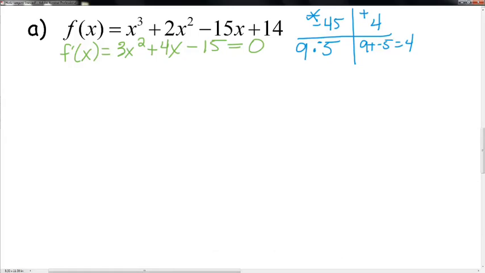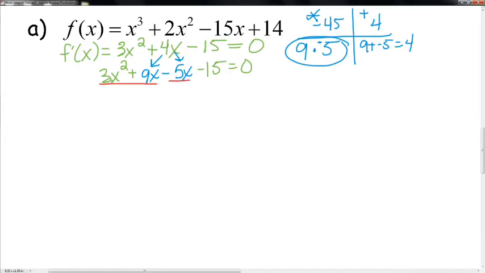to positive 4. And so I'm going to take these factors and split up the middle term, and this is called factoring by grouping. I'm just going to pick 9x and negative 5x. Those are my two factors, and I'm dropping down my negative 15 and my 3x squared. As you can see, if I put together 9x and minus 5x, that should give me 4x, and it does. So now I have two groups.